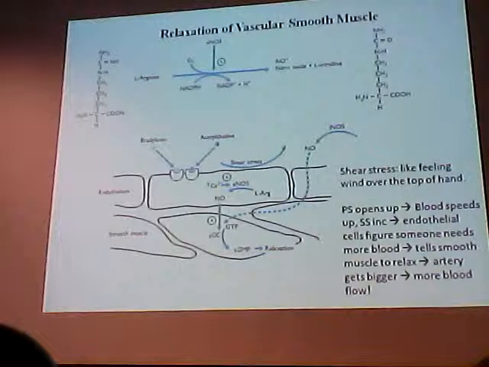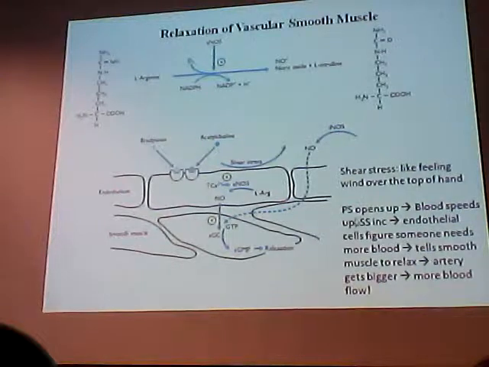Next we have relaxation of vascular smooth muscle. With smooth muscle, you have this thing called shear stress. It's kind of like if you put your hand out and it was windy outside, you would feel something brushing over your hand. In the vasculature, if the muscle feels this shear stress, it will start to signal upstream that you want more blood flow.